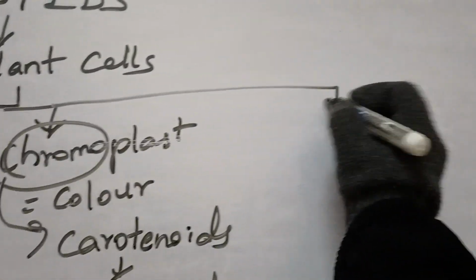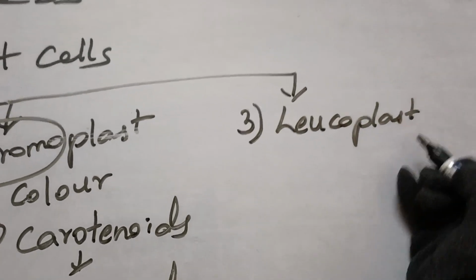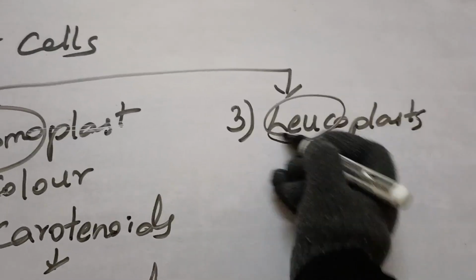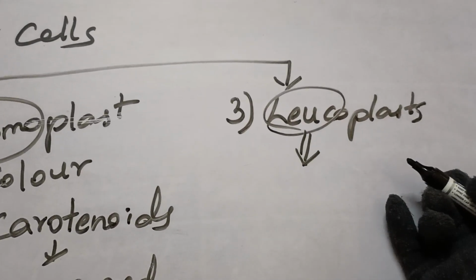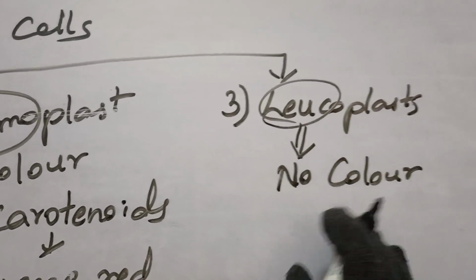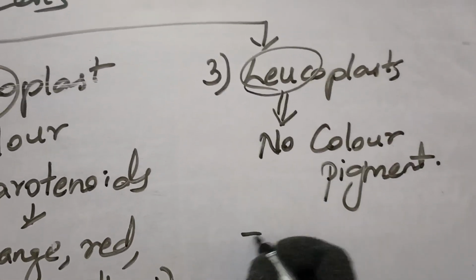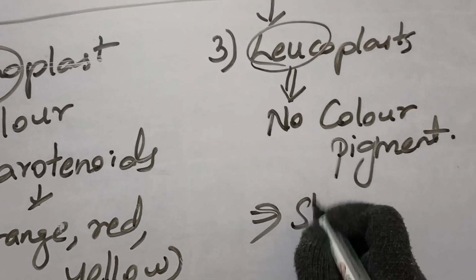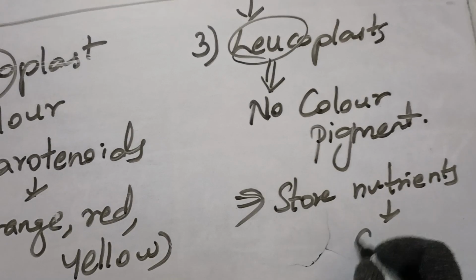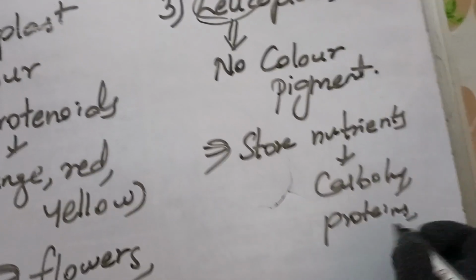Next is the last type, the leucoplast. Leuco is the word, like how we know we have leukocytes for WBC, white blood cells. So leuco means something connected with no color or white. Here it is no color actually, they do not contain any color pigments. They lack the color pigments, and their work is to store nutrients. What type of nutrients? They store carbohydrates, proteins and fats. Clear?